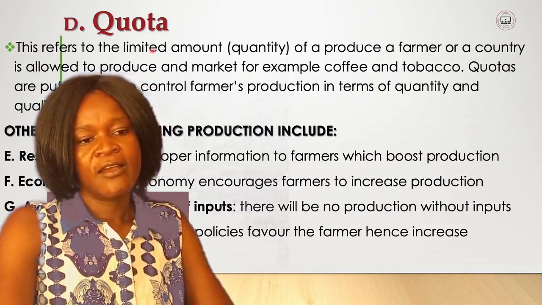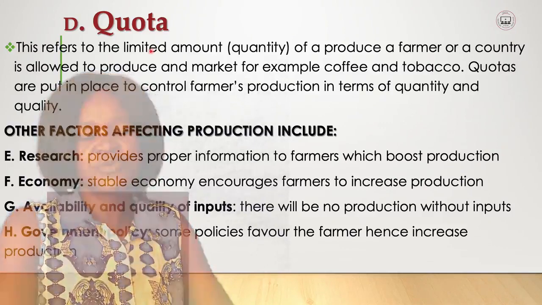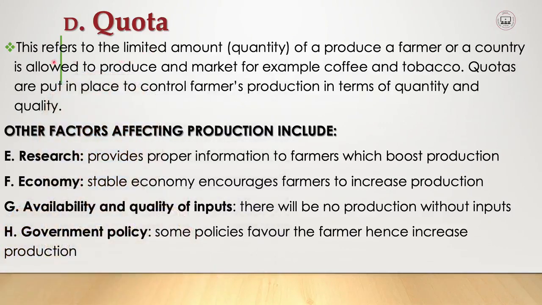Another factor of production is quota. Quota refers to the limited amount or quantity of the produce a farmer or a country is allowed to produce in the market, for example, coffee and tobacco. So quotas are put in place to control farmers' production in terms of quantity and quality.